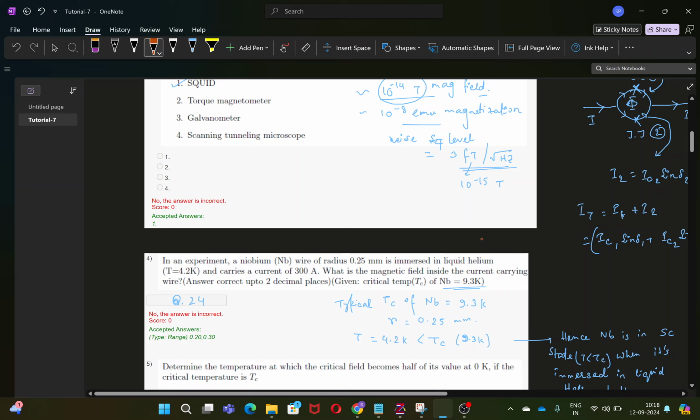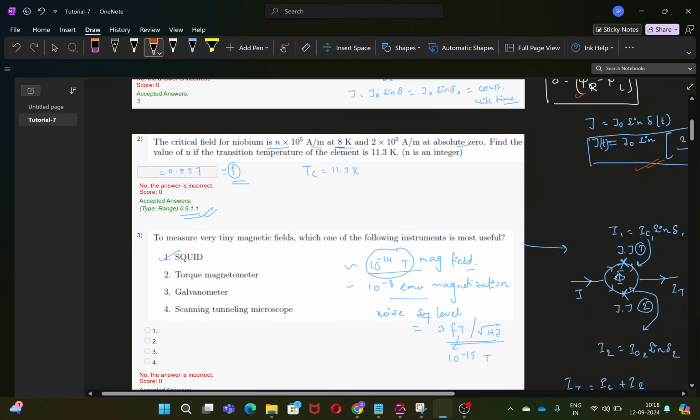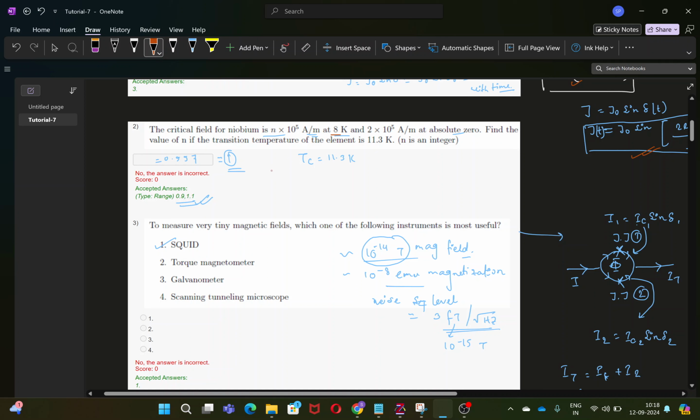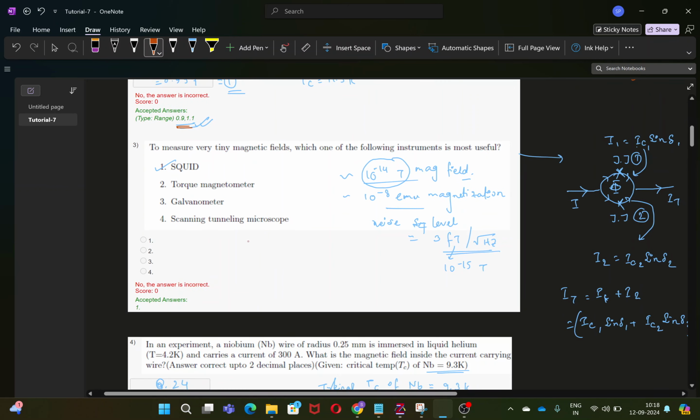Now let us move on to our question number 3. So basically we got the answer as 0.997, or nearly equal to 1, and you can see the probable answer range is given between 0.9 to 1.1, so you are within that range, so our answer is correct. Then question number 3 is that to measure very tiny magnetic fields, which one of the following instruments is most useful? So undoubtedly the most useful instrument will be SQUID, which is the first option here. So SQUID is the answer.